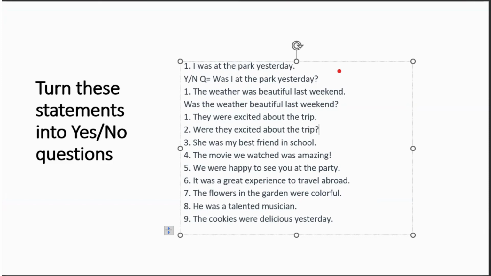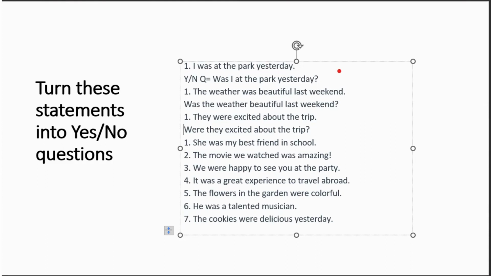And question mark. Yeah, so this is a question. She was my best friend in school. Was she my best friend in school? The movie we watched was amazing. Was the movie we watched amazing? So first was, and then the movie we watched amazing.